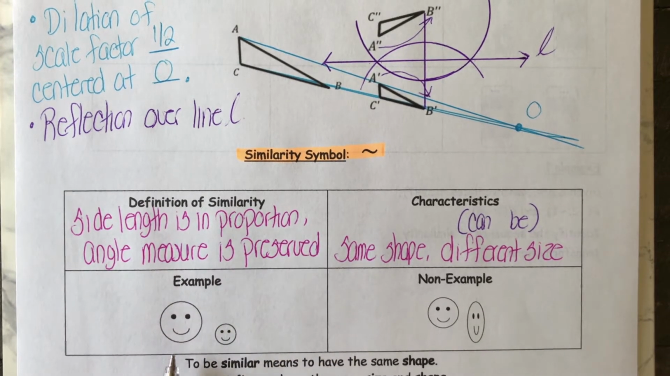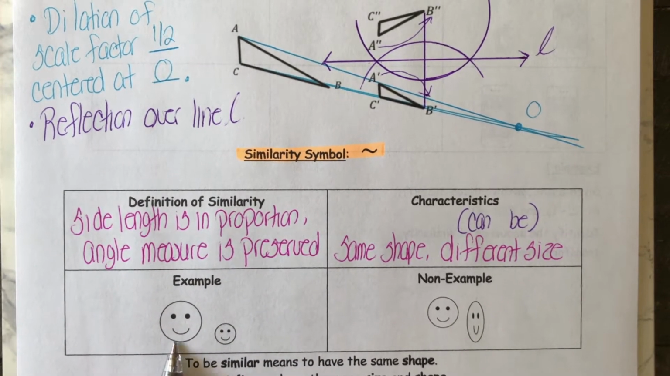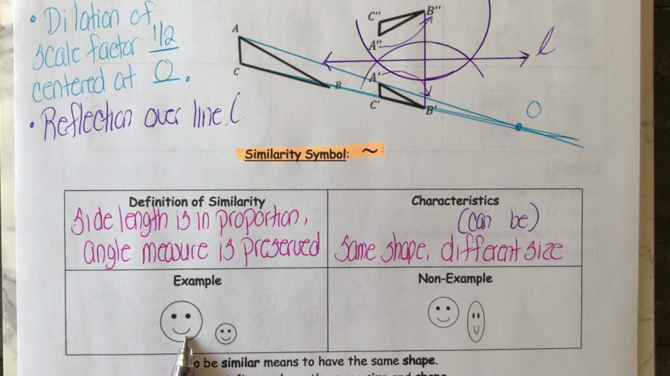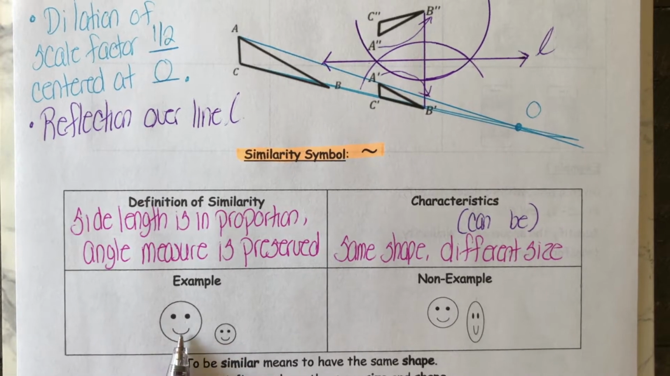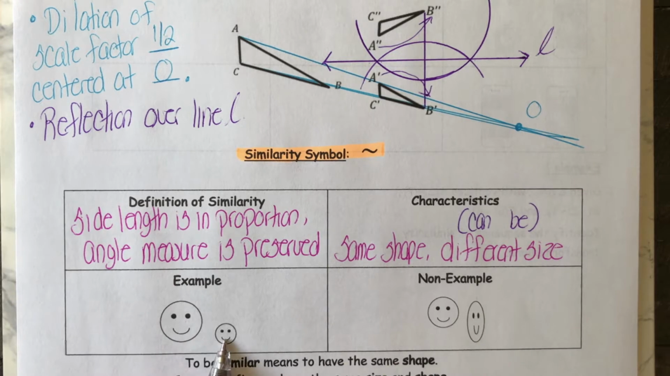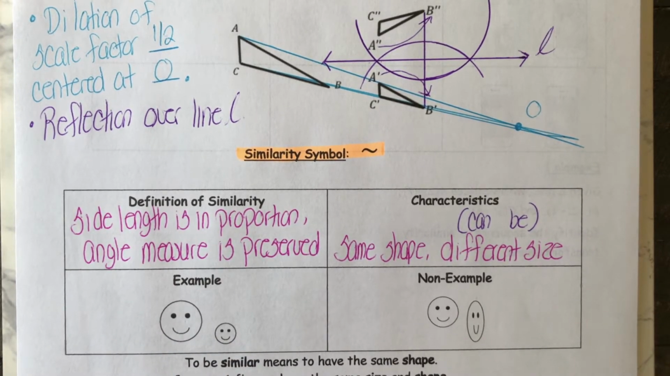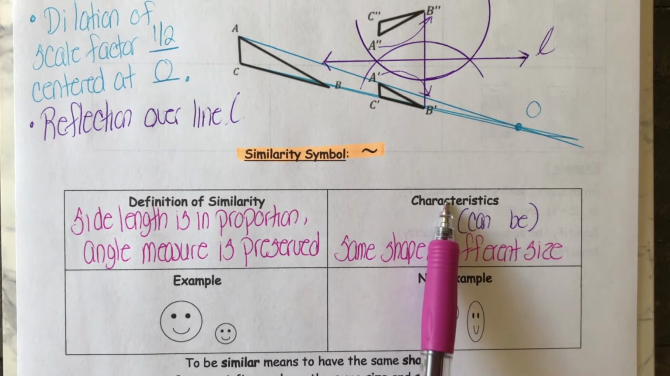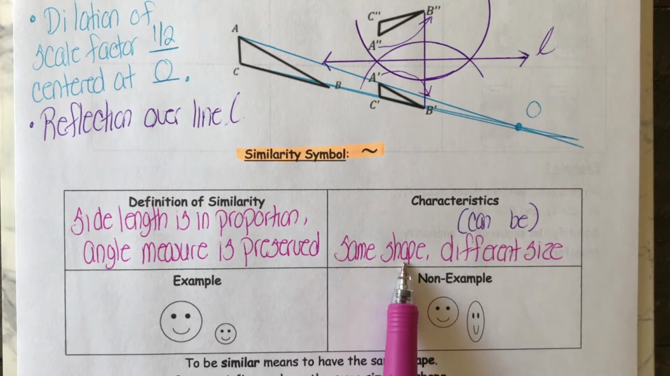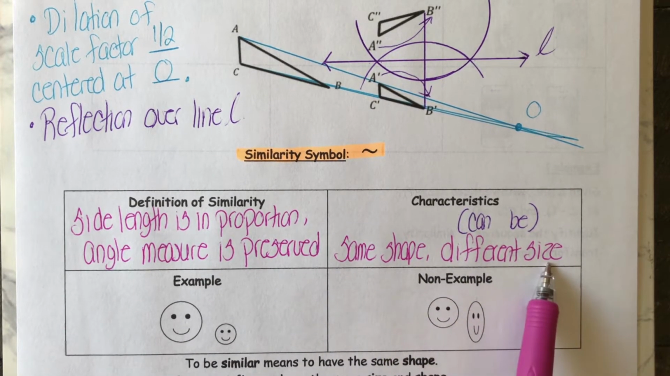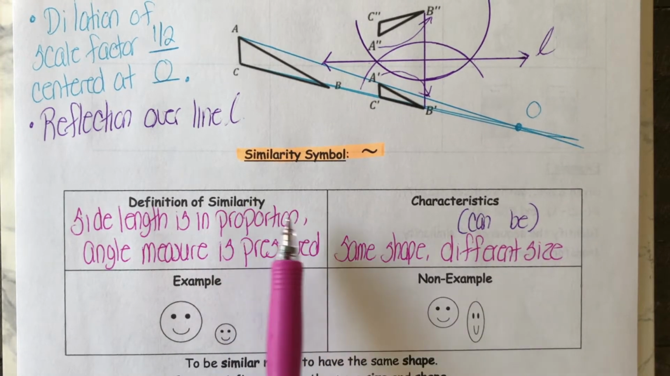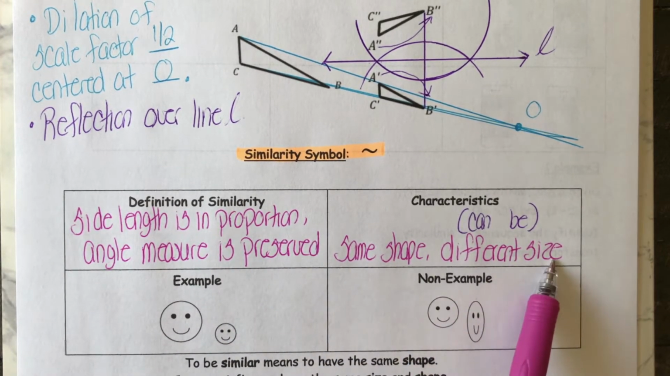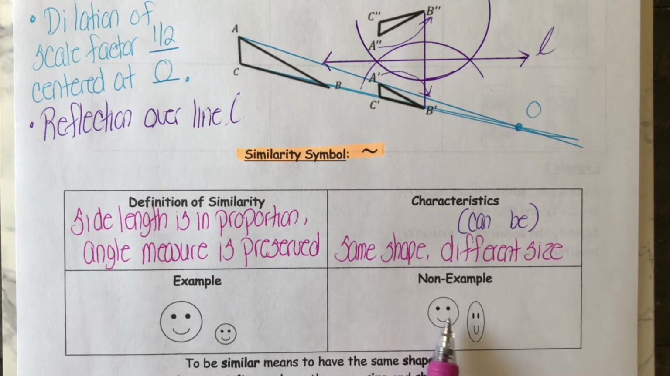All right, and if I look at these examples down below, both smiley faces look exactly the same. Again, the only thing that's changing is the side length. These two smileys would be in proportion with each other. Characteristics. This is how we could shorthand it. Okay, you wouldn't write this on a test or a quiz, but when you think similarity, you should be thinking same shape, different size.